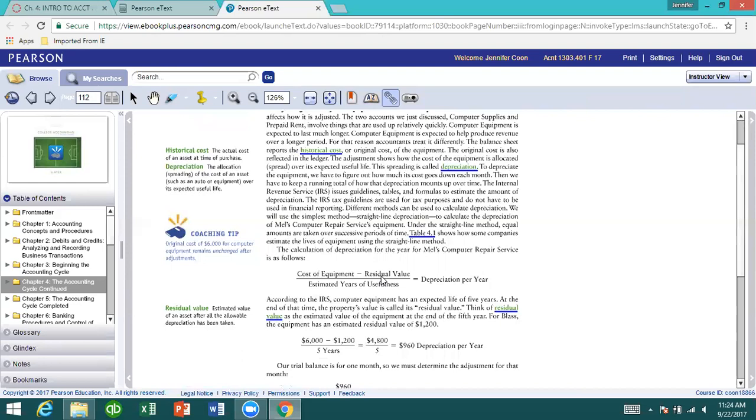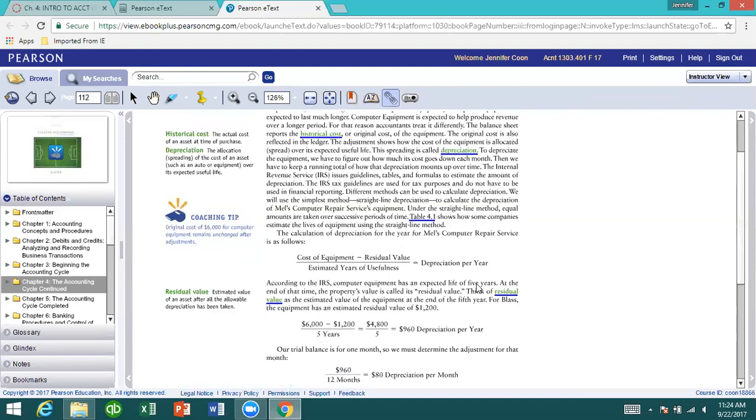So take the cost, subtract the residual, and divide it by how long it's going to live for, how many years. Like a vehicle might be good for 5 years. A building might be good for 20 years. A piece of computer equipment might be good for 3 years. However long it's going to live for, or its years of usefulness. Once you do that calculation, it tells you how much per year you use up of that asset.